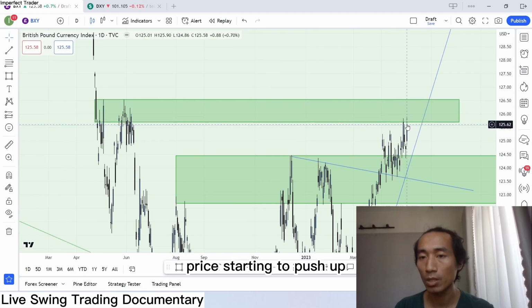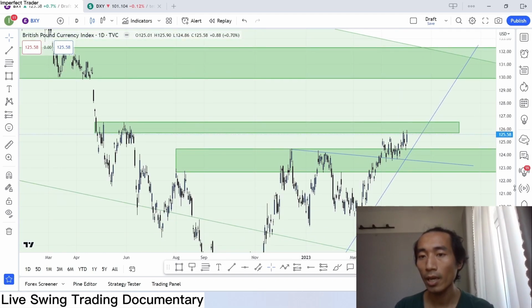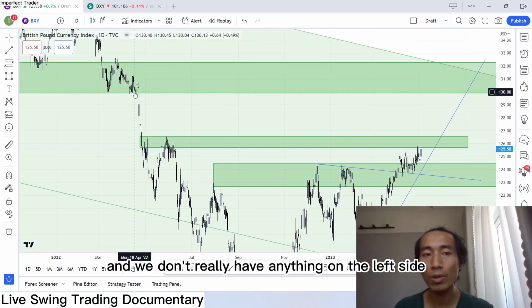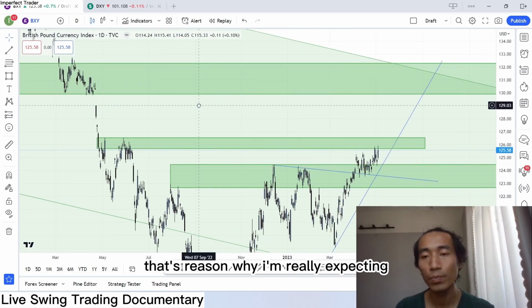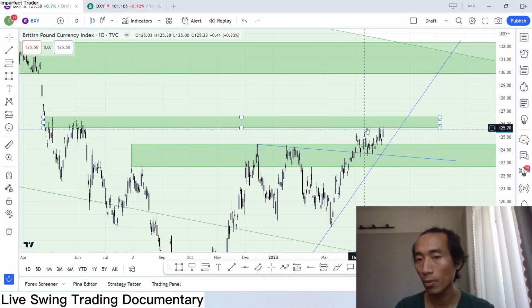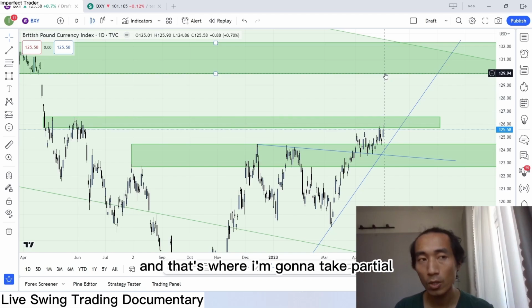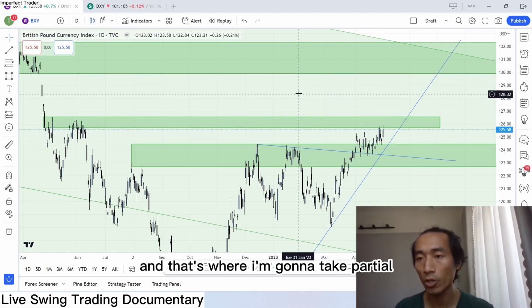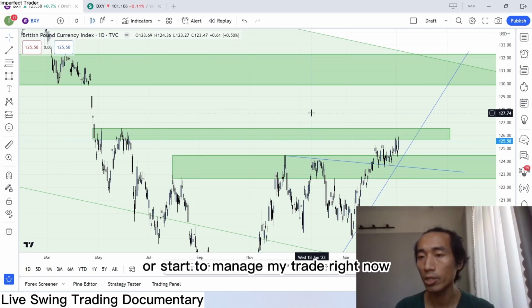You can see we have a rejection, price is starting to push up, and we have a little rejection, and we don't really have anything on the left side. That's the reason why I'm expecting price to break through and trade up, and that's where I'm going to take partial profits, move my stop loss to break even, or start to manage my trade.